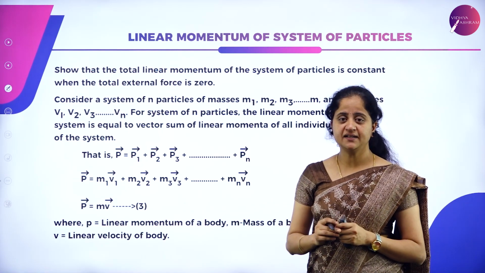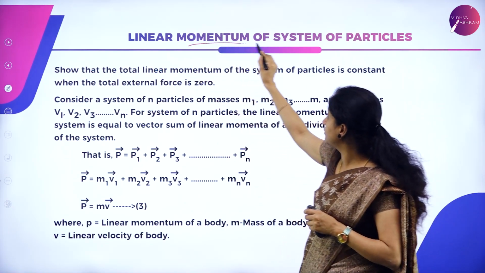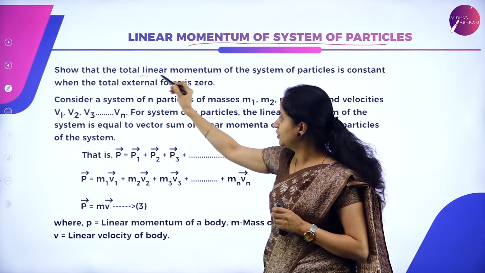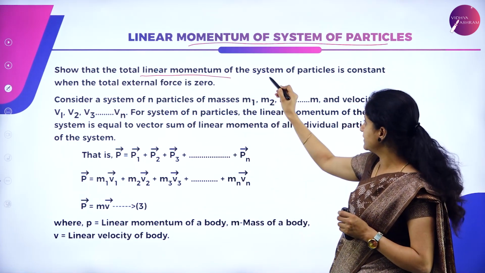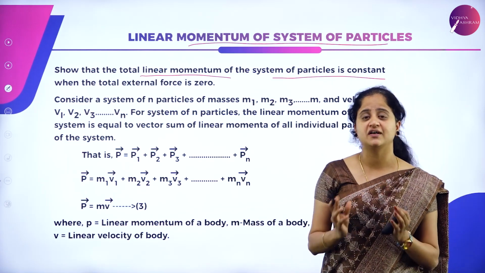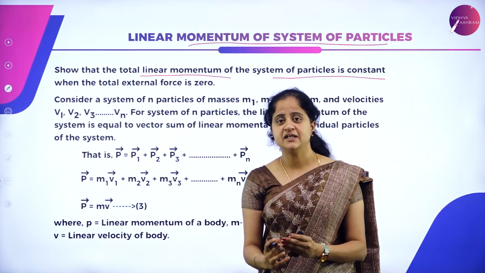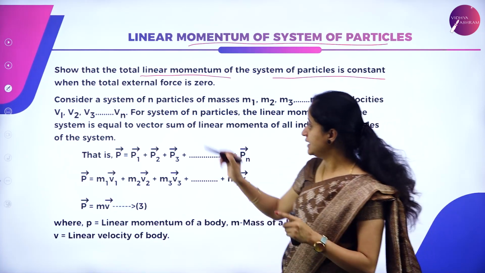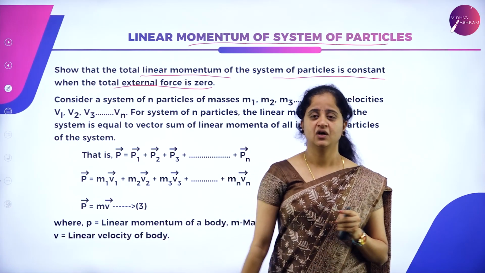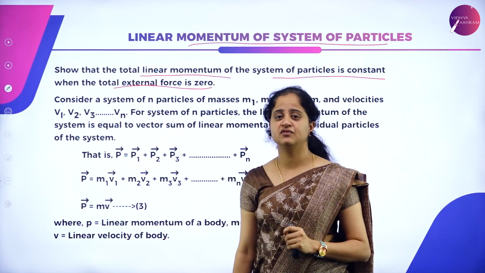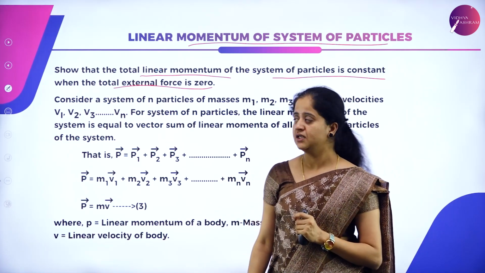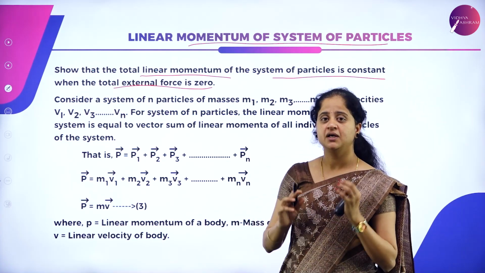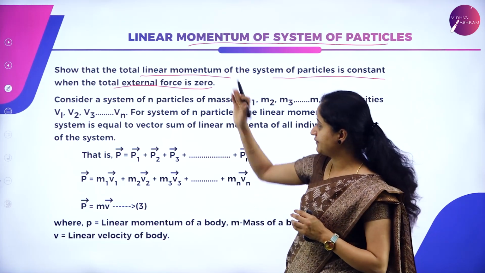Now let us write the expression for linear momentum of a system of particles. Here we have to show that the total linear momentum of the system of particles is constant. When is the total linear momentum of the system of particles constant? When there is zero external force, or we can say when the total external force on the system is zero, then the total linear momentum of the system becomes constant. So, we have to prove that.